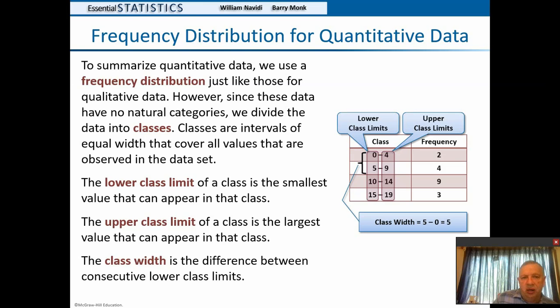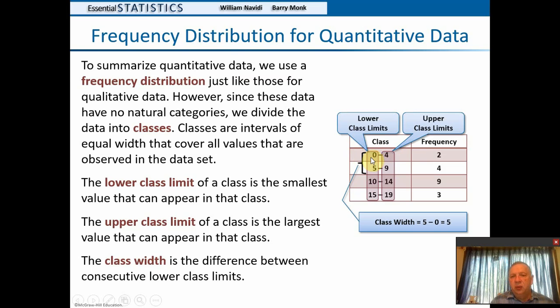So to summarize, for quantitative data we use a frequency distribution, just like those for qualitative data we did last time. However, since these data have no natural categories, we divide the data into classes. So we lump them into different classes. Classes are intervals of equal width that cover all values that are observed in the data set. The lower class limit of a class is the smallest value that can appear in that class. The upper class limit of a class is the largest value that can appear in that class.